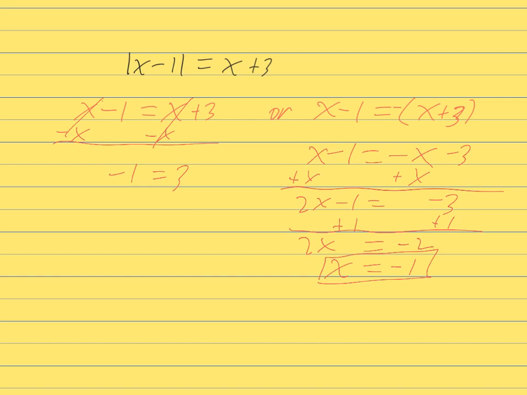If you don't believe it, you can always, as with all equations, plug that back into the original equation, and let's see what happens. Absolute value of negative 1 minus 1 equals negative 1 plus 3. Is that true? Well, sure it is, because the absolute value of negative 2 is 2. And so our only solution is negative 1.